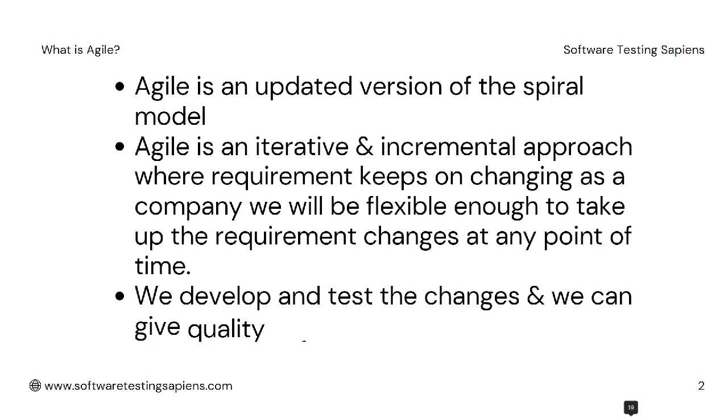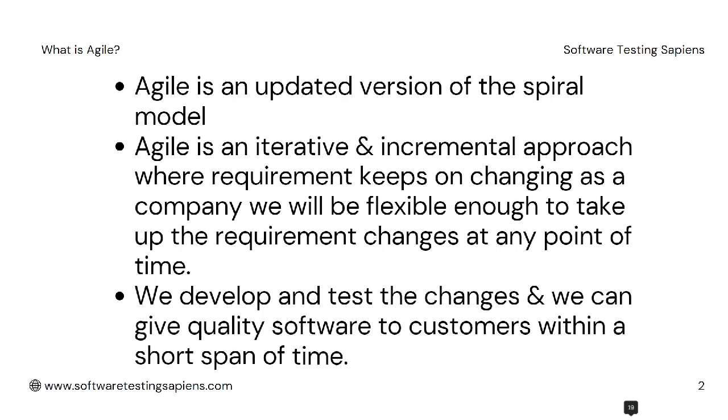Agile is an updated version of the spiral model. Agile is an iterative and incremental approach where requirements keep on changing. As a company, we will be flexible enough to take up the requirement changes at any point of time. We develop and test the changes, and we can give quality software to customers within a short span of time.